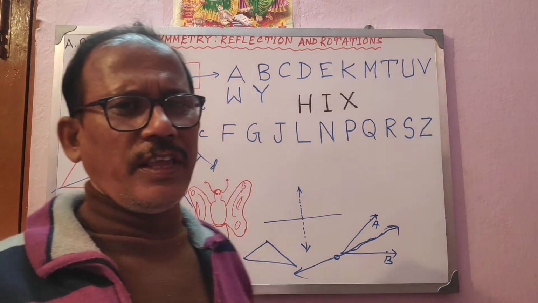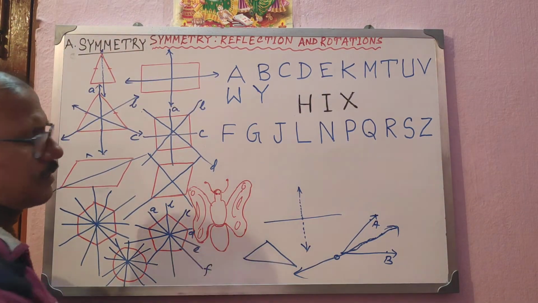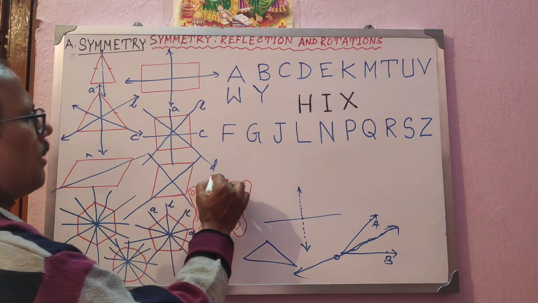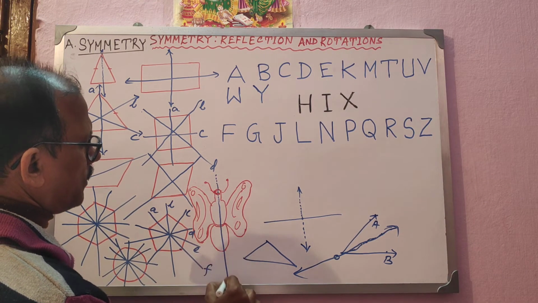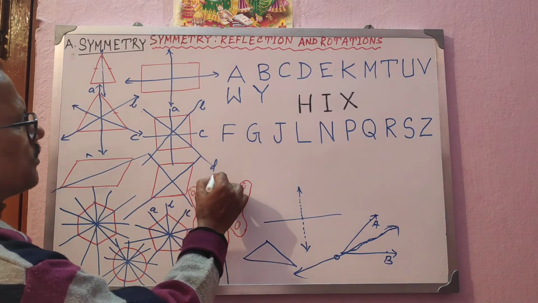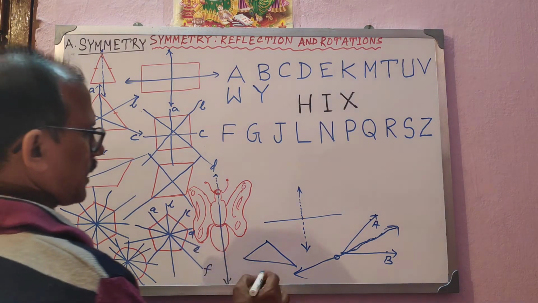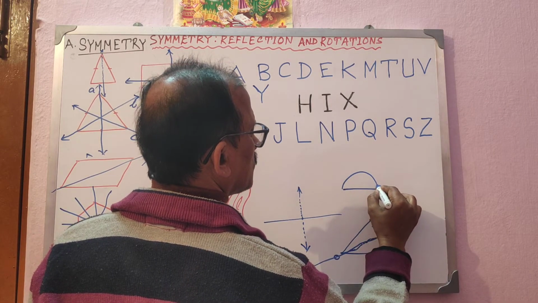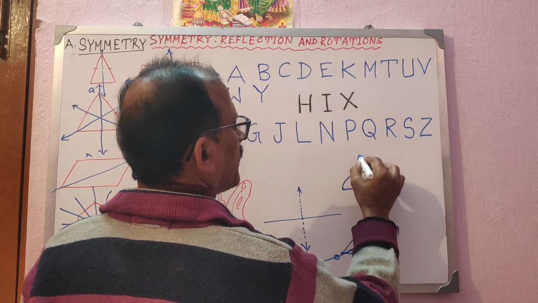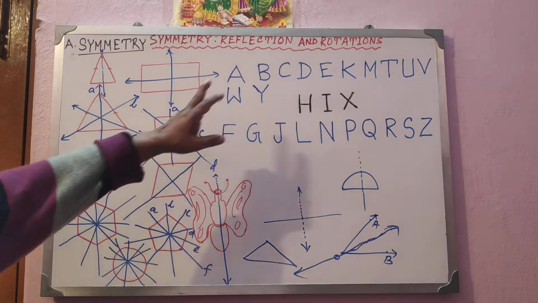Take the case of a butterfly. How many lines of symmetry? Can you draw a horizontal line and make it symmetrical? No. If you have a vertical line exactly in between, just like a human figure, it will be symmetrical. So a butterfly will have only 1 line of symmetry. See, if we take the case of a half moon, a semicircle, you will have only 1 line of symmetry. Could you understand? Now we move on to English letters.